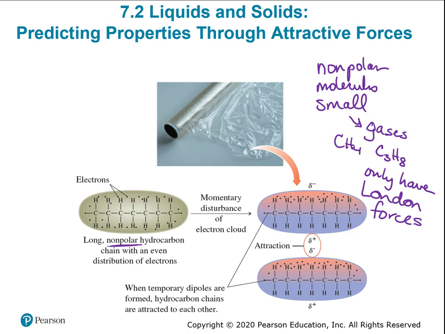So if you only see carbon and hydrogen, London forces are the strongest forces, and they're pretty weak. You got to have a pretty big hydrocarbon to have them be liquid at room temperature. Things like octane, hexane, decane, those are liquid at room temperature.